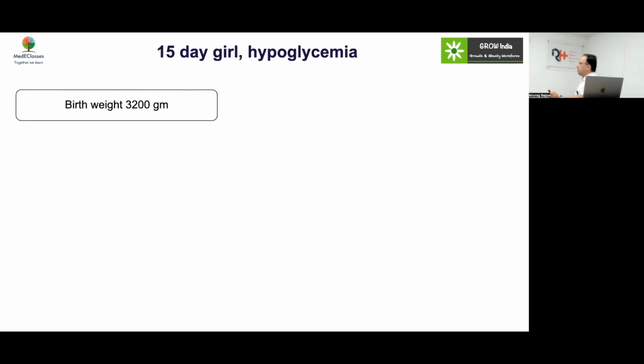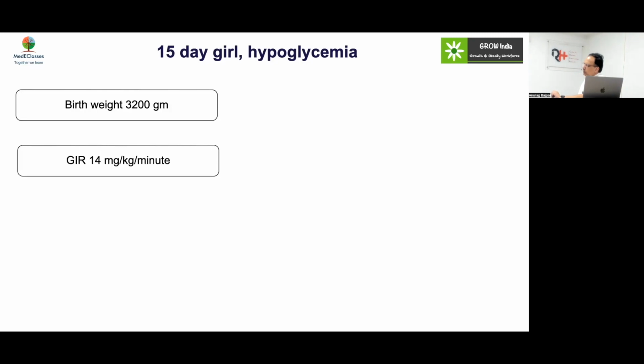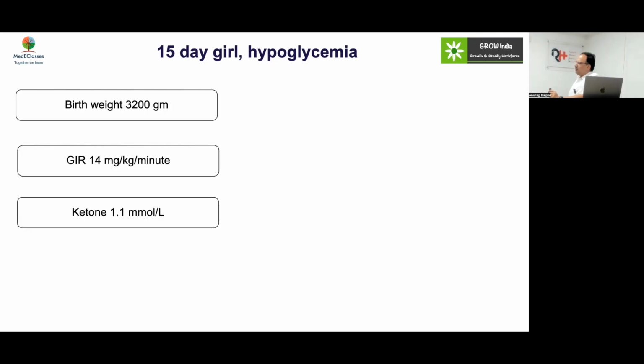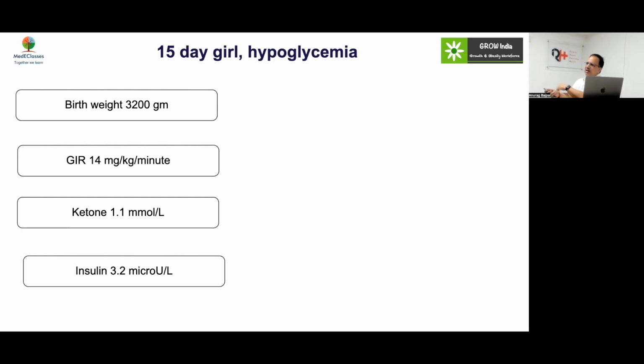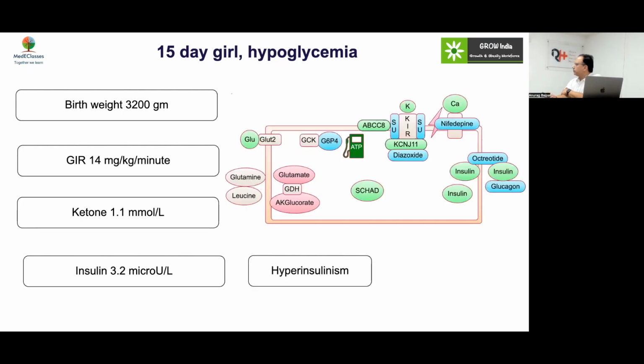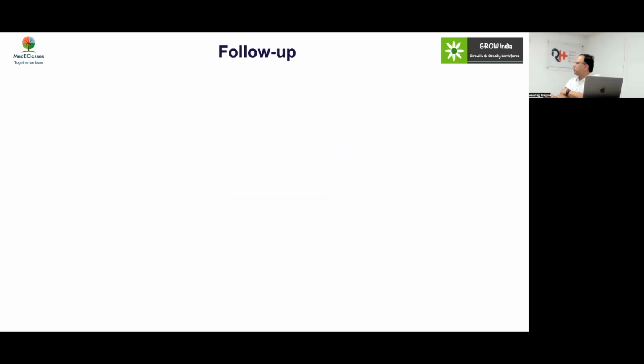15-day-old girl with hypoglycemia, birth weight is 3,200, GIR is 14. So again, you're looking more likely at an increased utilization state. Ketone is borderline. Insulin is 3.2. So what will you do further? This is an older girl presenting a bit later, not macrosomic. Again, it makes it most likely a hyperinsulinism, but it seems to be a milder form. So diazoxide was started.